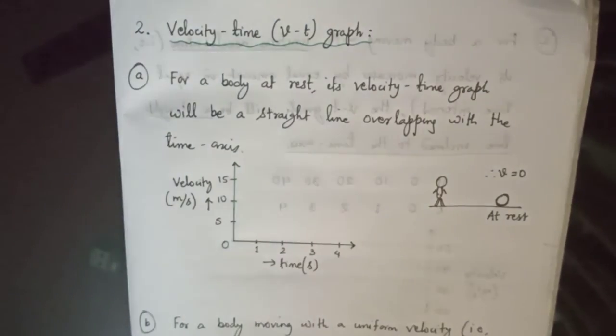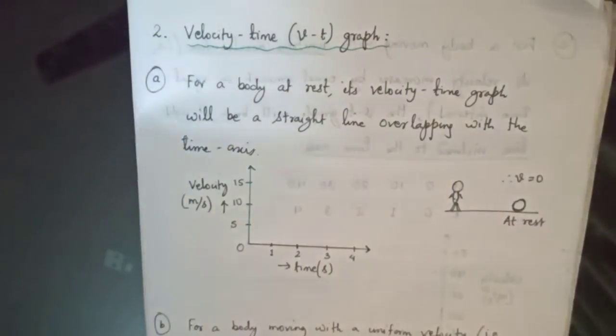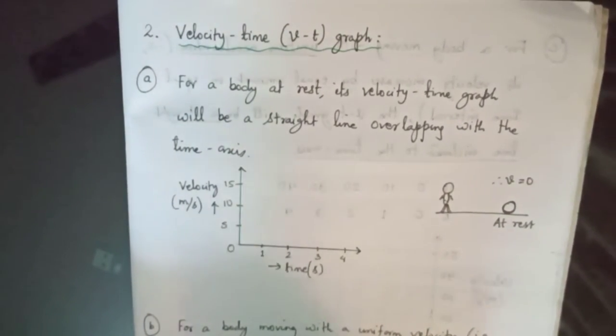The second type of graph is the velocity time graph or VT graph. In velocity time graph, velocity is plotted along the vertical axis and the time is plotted along the horizontal axis.